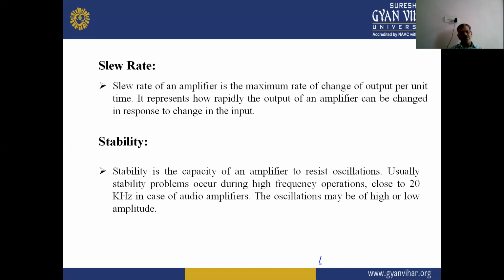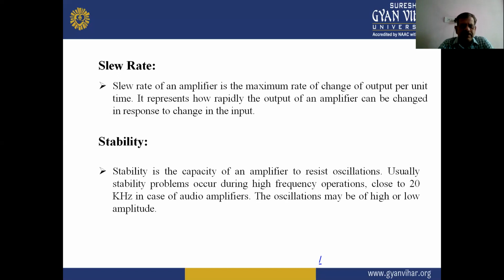And what is the slew rate in amplifier? Slew rate of an amplifier is the maximum rate of change of output per unit time. It represents how rapidly the output of an amplifier can be changed in response to change in the input. So this is the slew rate of an amplifier.